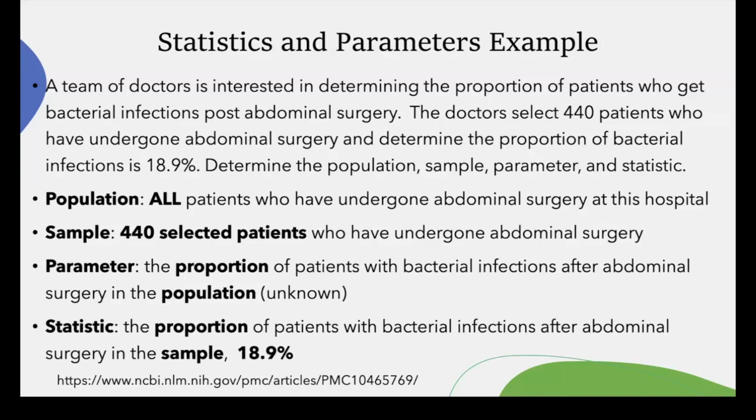So, population, all the patients who fit the category, in this case abdominal surgery. Sample, the selection of patients that were part of the study, 440. Parameter, the proportion of bacterial infections from the population. And statistic, the proportion of bacterial infections from the sample. And it is provided, 18.9%. And this was an actual study, so the link to that is down here below if you want to click that. From the presentation, you can click that and read more about it.